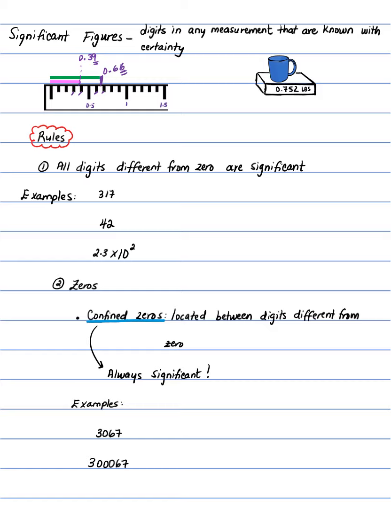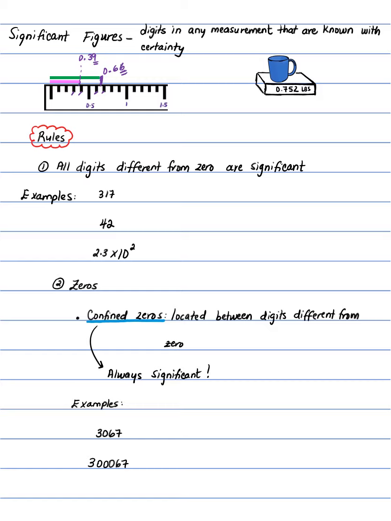We're looking at digits that are different from 0, but we're going to have rules that apply for the different types of zeros that you can have in a number. But just looking at the first rule right there, 0.39: the 0, we still don't know if it's significant or not, but the 3 and the 9, both digits are different from 0, so both digits are going to be significant.